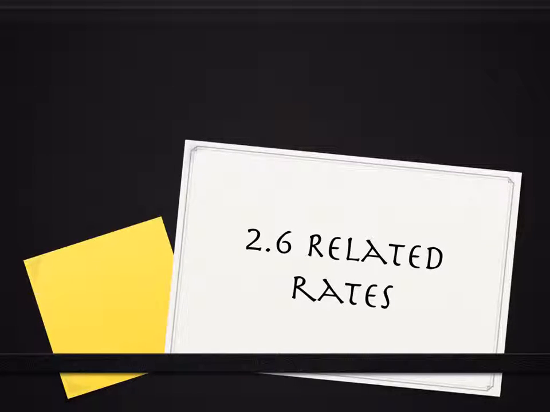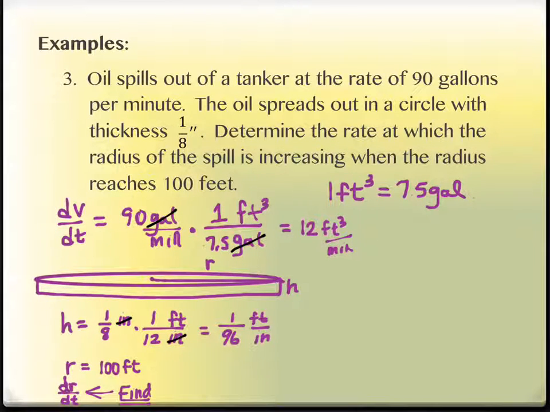Last time we worked in section 2.6, related rates, and we had gotten to the final example, number 3, about an oil tanker. Let's remind ourselves where we were in terms of the picture and the details that we already have written down. Oil spills out of a tanker at a rate of 90 gallons per minute. The oil spreads out in a circle, but the circle has thickness 1/8 inch. Determine the rate at which the radius of the spill is increasing when the radius reaches 100 feet.